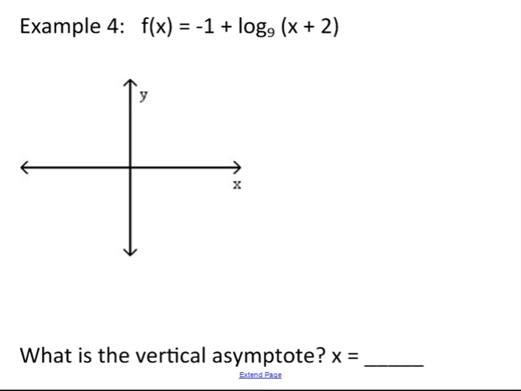This one has 2 shifts. I have the negative 1 outside, which is going to move it down 1. And I have x plus 2 on the inside. Positive, remember, when it's inside, it goes opposite. So my point originally is here, but I have to go down 1. Okay, so down 1. This is a temporary point. We're going to erase it. But I also have to go left 2.